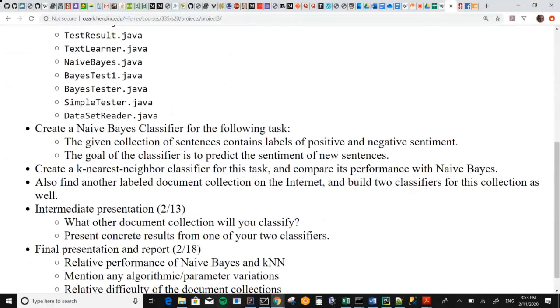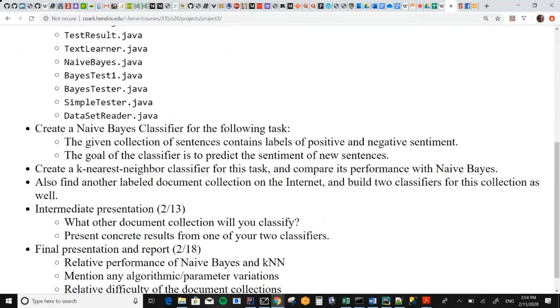I want you to create a naive Bayesian classifier for this task. You've got a collection of sentences that have positive and negative labels, and we want to predict the sentiment of new sentences. And then we want to create a k-nearest neighbor classifier as well. I am providing you with a labeled collection of documents. I want each of you to go online and find a different labeled document set than this one. And I want you to try your algorithms on both of them.